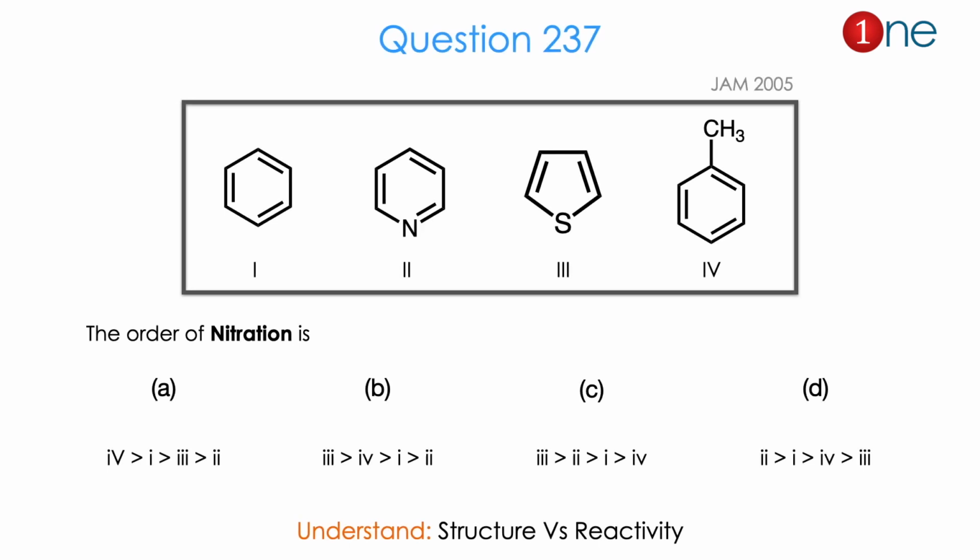Let us look at the next question. They give 4 different structures. One is benzene, second is pyridine, third is thiophene, fourth is toluene. They are asking the order of nitration. So you have to find which one is higher and which one is lower in nitration reactivity. These differ in the heteroatom and the electron donating group. So from the 4 structures and possible orders of nitration, you might realize the question is really about structure versus nitration. The answer is B. Let us see how.